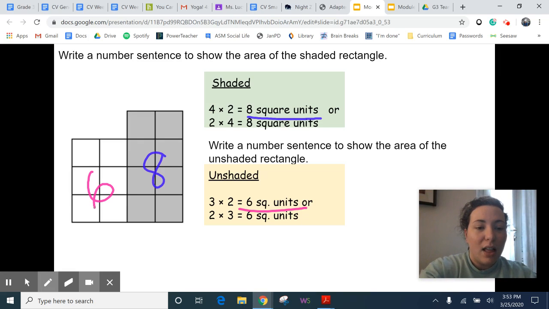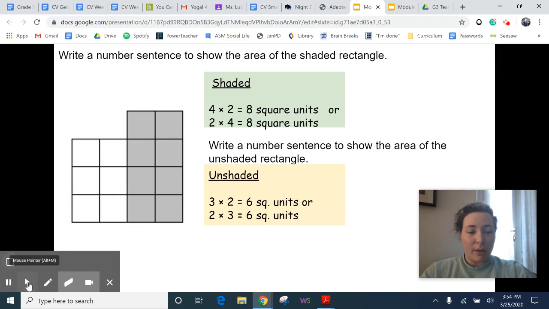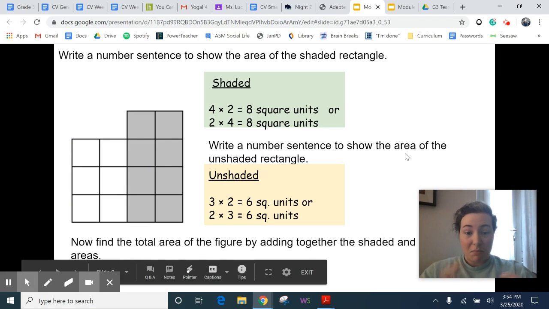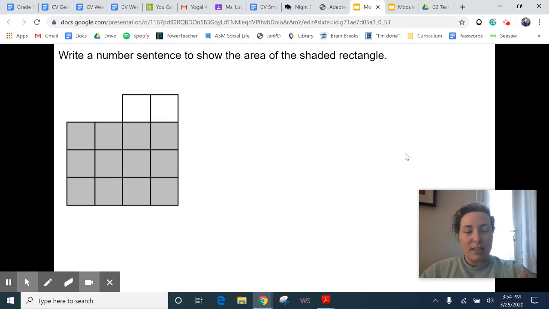If we wanted to know the area of this whole figure together, we would have to add them together. So all you have to do is add them together, just like that. So we would take the equation we used for the first one, 4 times 2, add it with the equation we used for the second part. 3 times 2 would give us 8 square units, plus 6 square units would give us 14 square units. So we're going to go through this next one step by step and pause the video at each part to give it a try yourself.